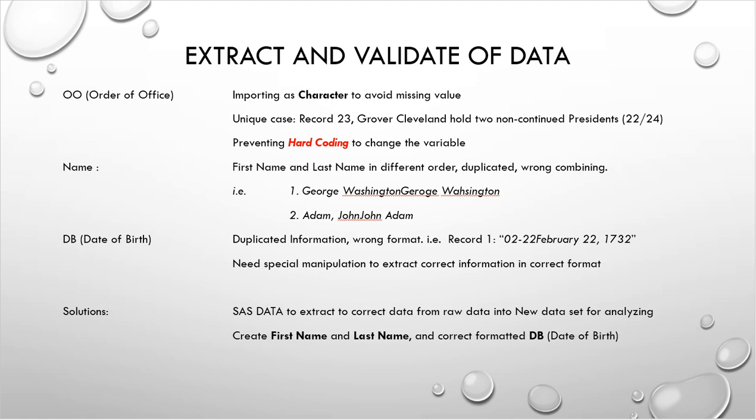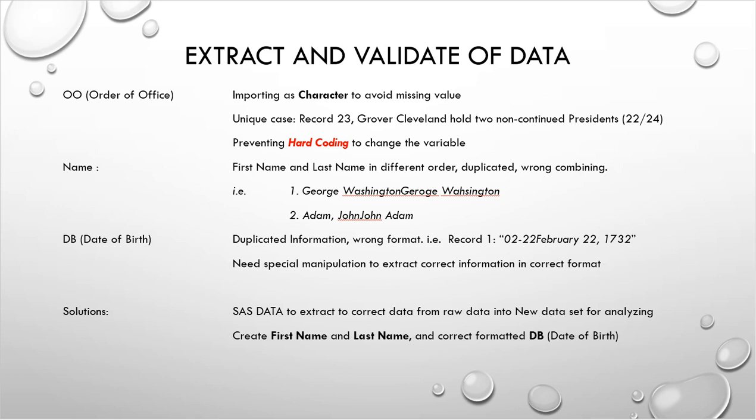Second, let's see the name variable. We see record 1 and record 2, George Washington, then it repeats. But the second record, Adam John, then John Adam, has no space in the middle, and that's duplicated. Some also include a middle name as one character. So we need to extract it carefully and get the right last name and first name. See, record 1 is first name first, but record 2 is last name first.